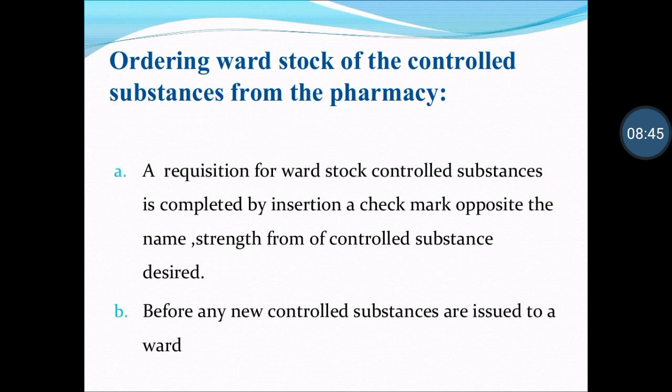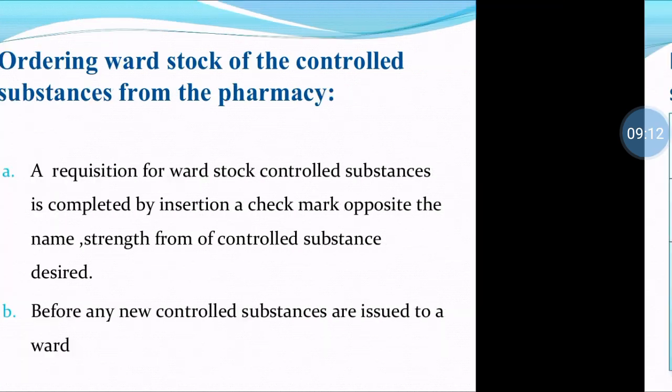Here the strength is very important, because if the strength is increased or changed, the patient can develop very deadly or harmful conditions and symptoms can be shown. That is why the strength is very important. Then, before any new controlled substances are issued to a ward, that should also be checked.